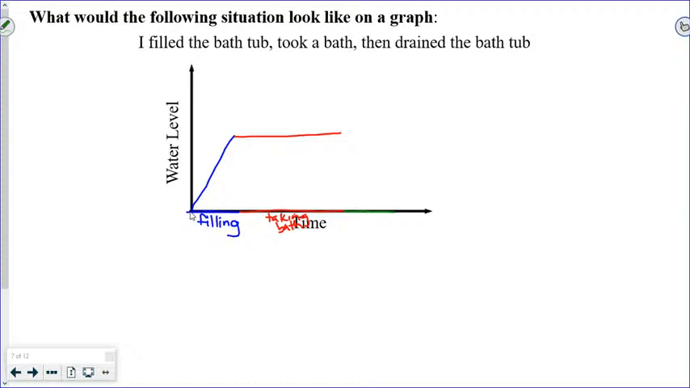It's a little bit of an elapsed time. So here's my elapsed time to drain. Starts here, and I drain it, drain, drain, drain, until it is empty. Okay, so you can kind of see how we would develop these graphs and think about real world situations and how those could be pictured on a graph.